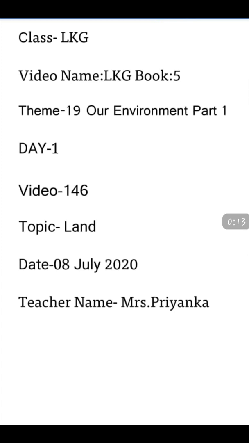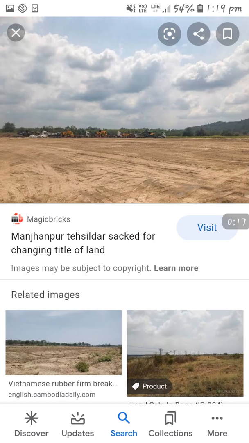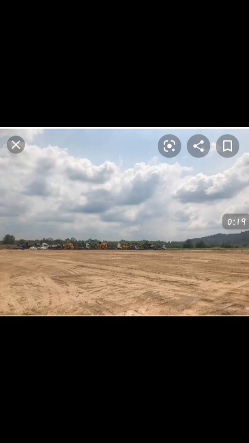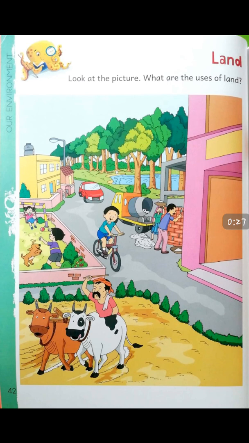Students, today we will learn about the land, our land. So, the topic for the day is land. Firstly, open your book at page number 42. Land. Look at the picture. What are the uses of land?